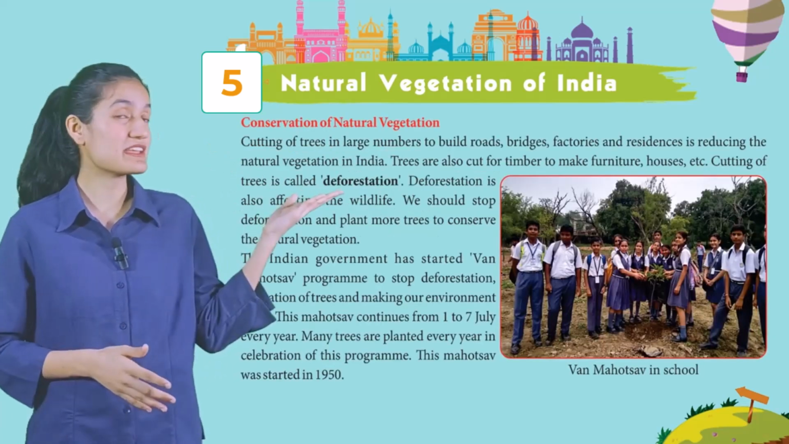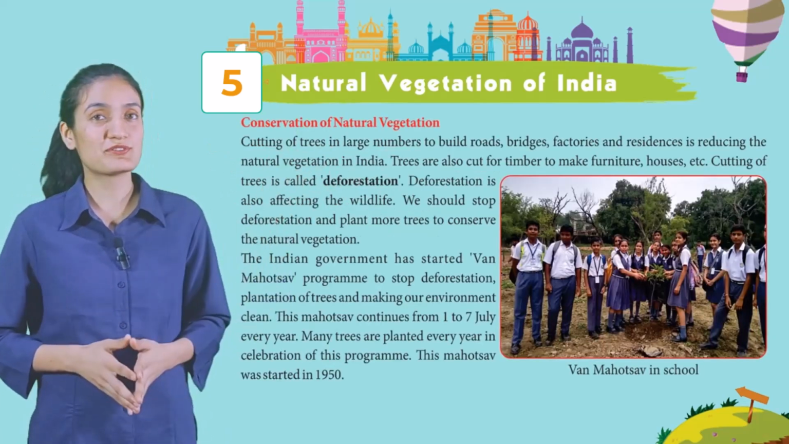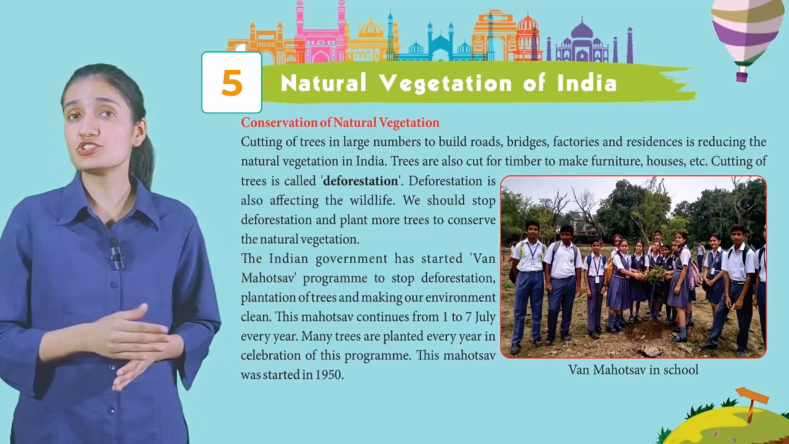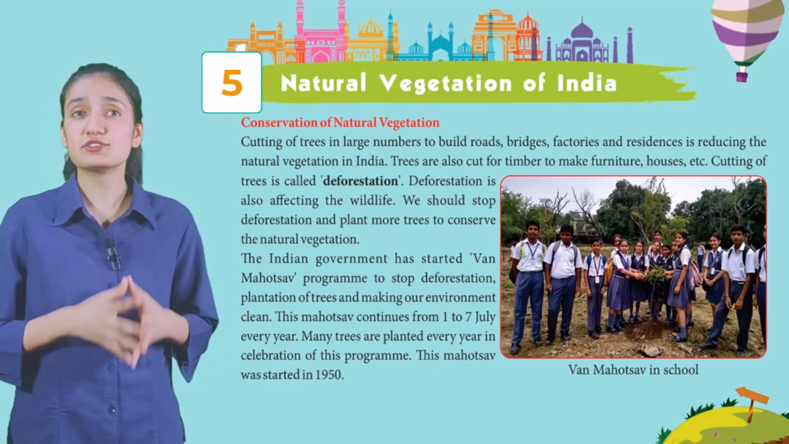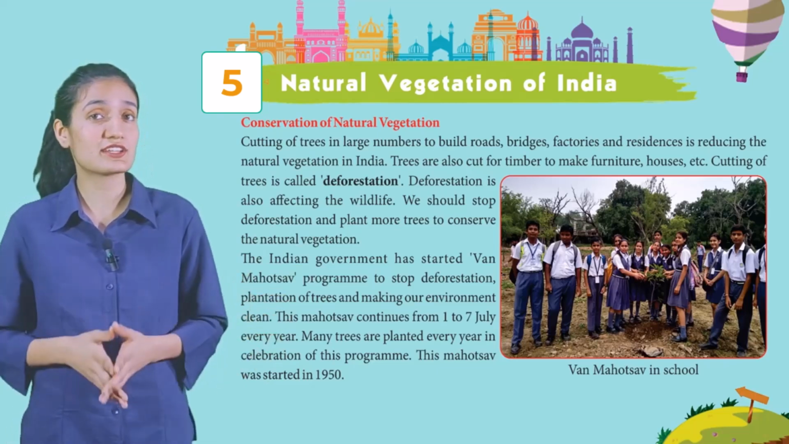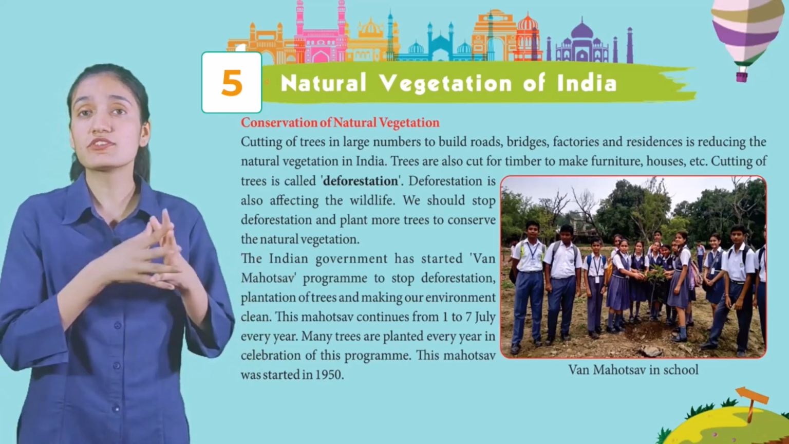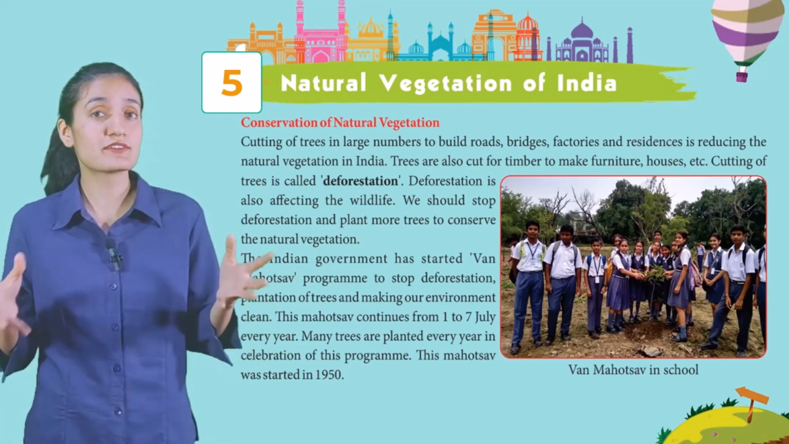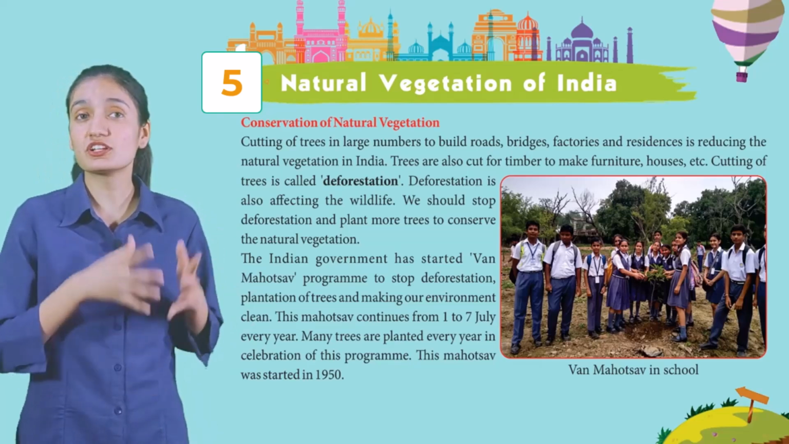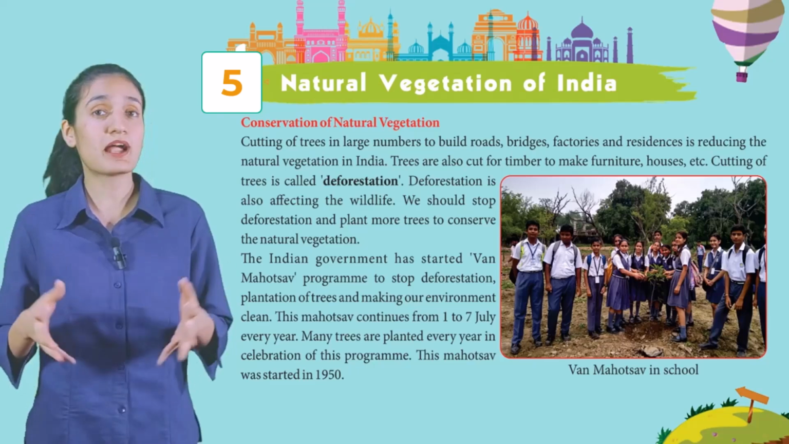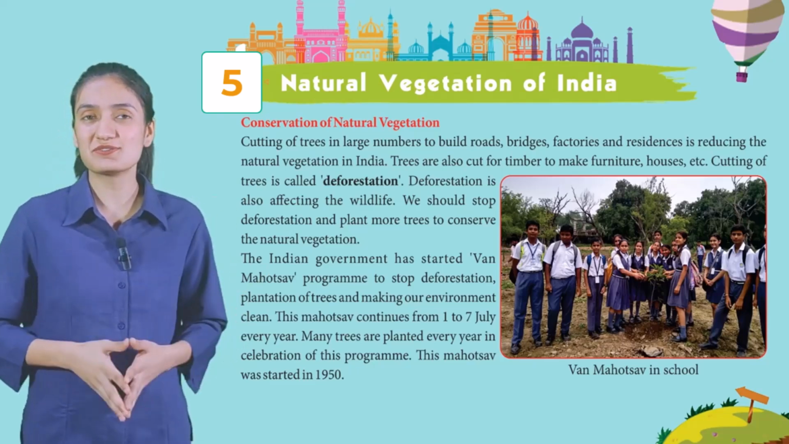Now, the next topic is conservation of natural vegetation. Cutting of trees in large numbers to build roads, bridges, factories and residences is reducing the natural vegetation in India. Trees are also cut for timber to make furniture, houses, etc. Cutting of trees is called deforestation. Deforestation also affects the wildlife. We should stop deforestation and plant more trees to conserve the natural vegetation.